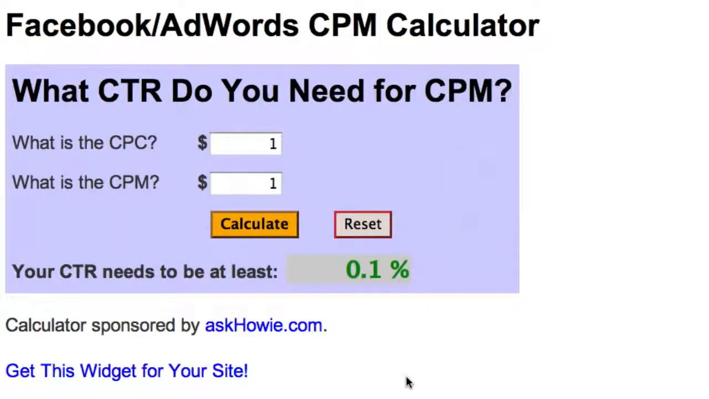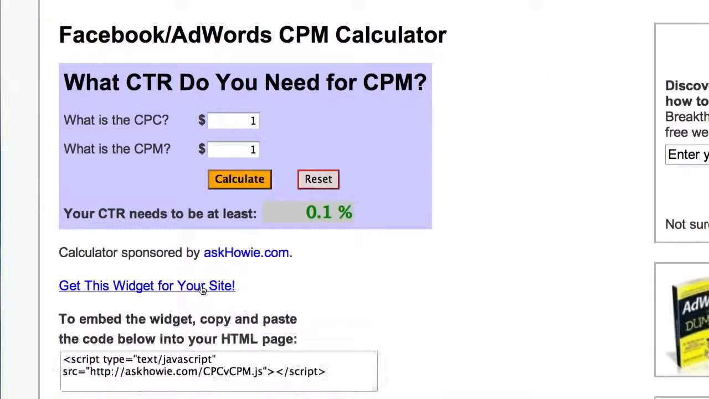Here's the other thing. If you would like to take credit for this, or at least some of it, you can get this widget for your site as well. Just click here and it'll give you some code. You copy the code, paste it into an HTML page or a blog page on your site, and you can have this calculator here and you can explain it for your market and tell them how they should do Facebook bidding.